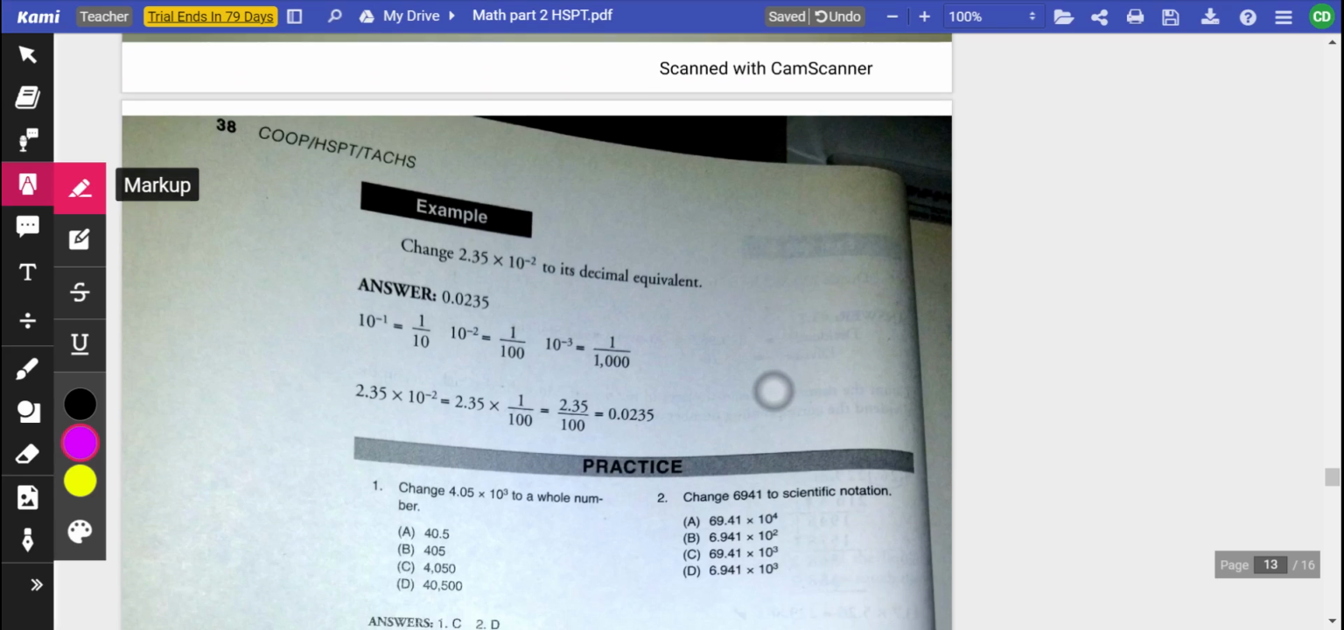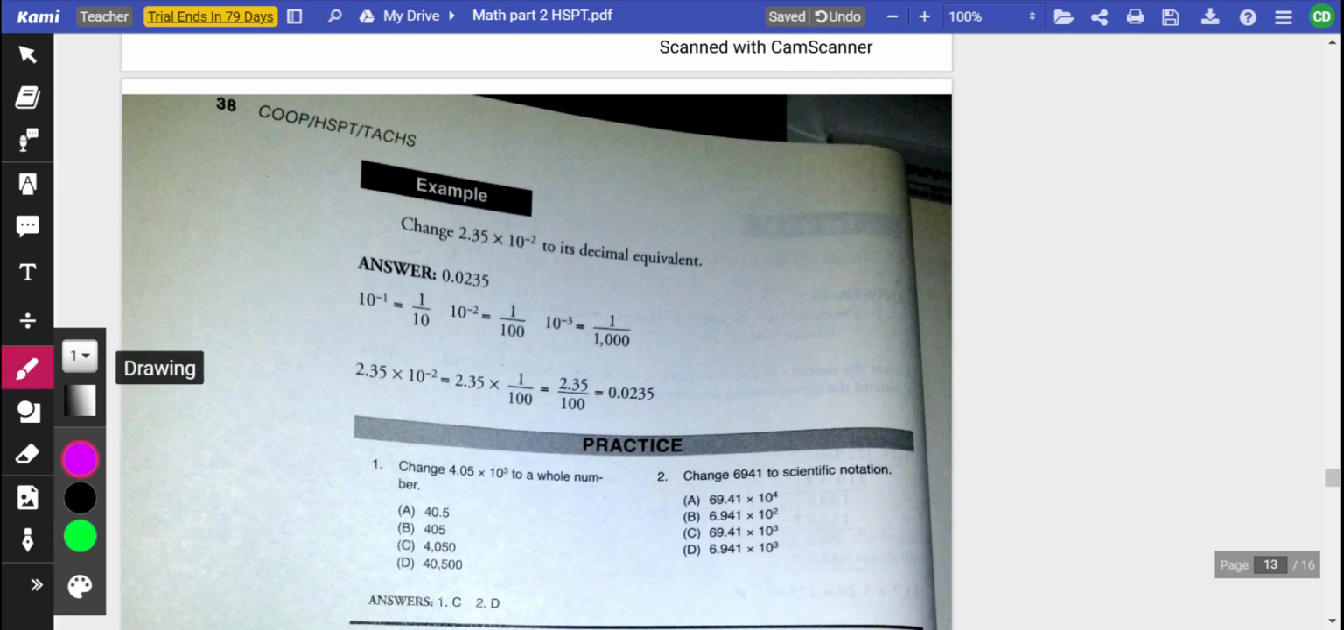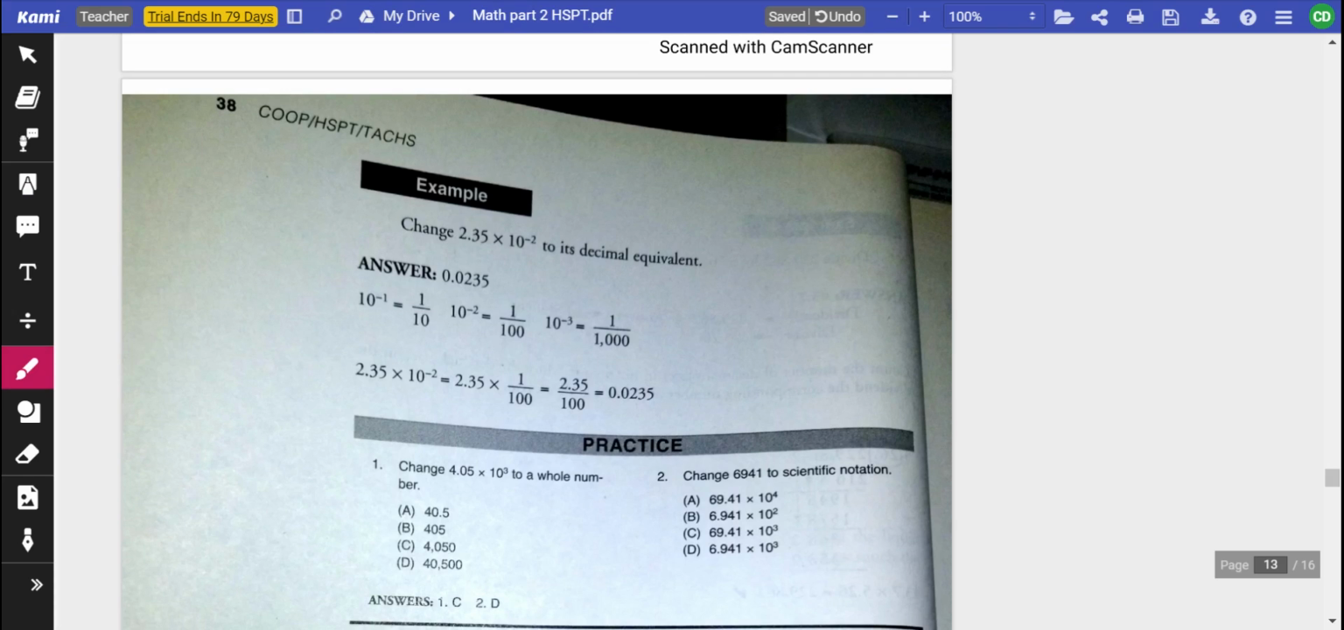Then here, they ask you to change 2.35 times 10 to the negative 2 to its decimal equivalent. If it's negative, you're always going to the left. So you're going to move 2 places to the left, 1, 2, and you end up with 0.0235, which is what they got right here.